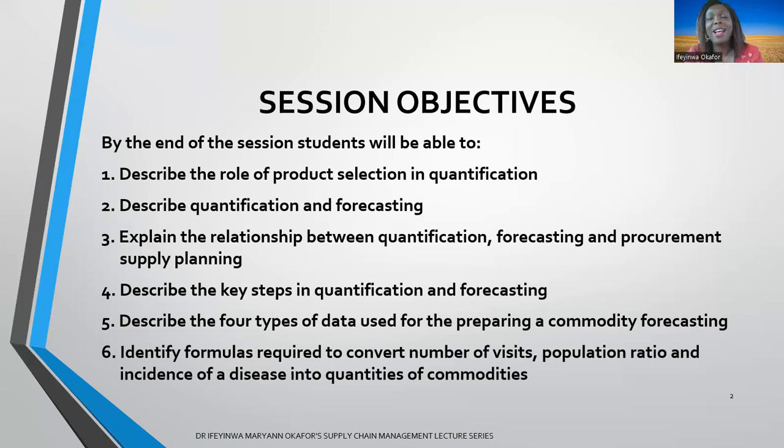Section objectives. At the end of this class, it is expected that you should be able to describe the role of product selection in quantification, describe quantification and forecasting, explain the relationship between quantification, forecasting and procurement supply chain planning, describe the key steps in quantification and forecasting, describe the 4 types of data used for preparing a commodity forecasting, and also identify formulas required to convert number of visits, population ratio, and incidence of a disease into quantities of commodities.